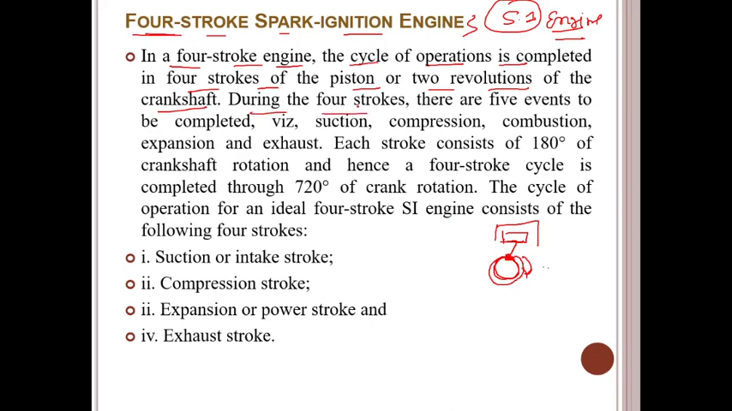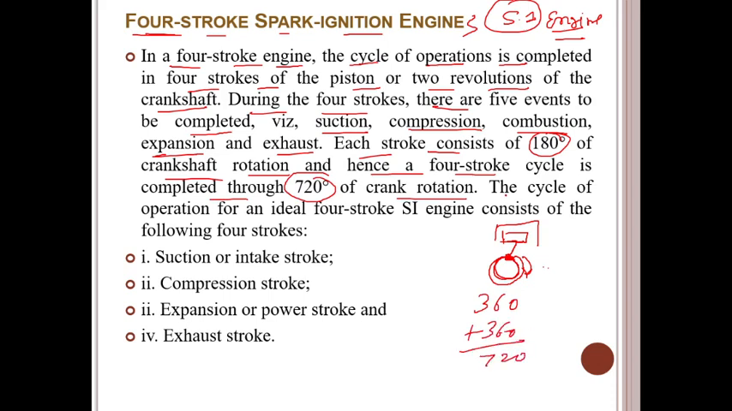During the four strokes, there are five events to be completed: suction, compression, combustion, expansion and exhaust. Each stroke consists of 180 degrees of crankshaft rotation, hence the four-stroke cycle is completed in 720 degrees of crank rotation. That is two revolutions, 360 plus 360, which is 720. So the cycle of operation for an ideal four-stroke SI engine consists of the following four strokes: suction or intake, compression, expansion or power stroke, and exhaust.